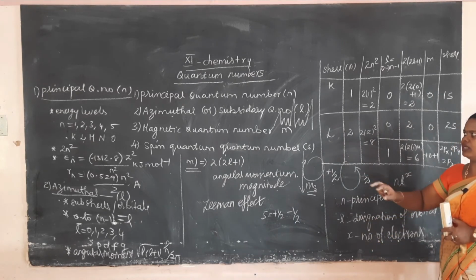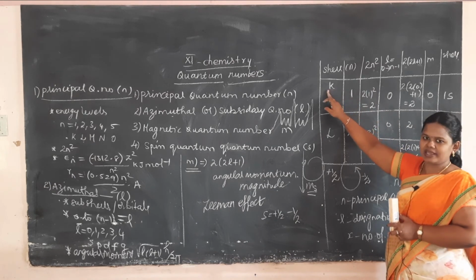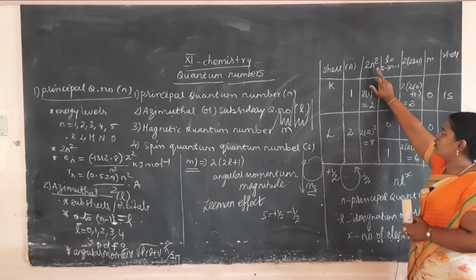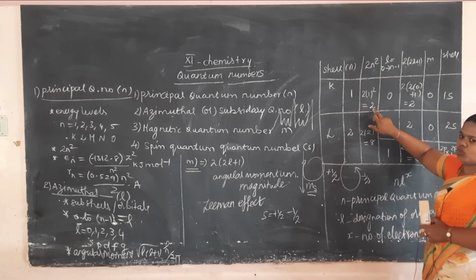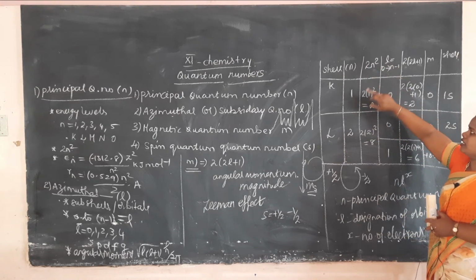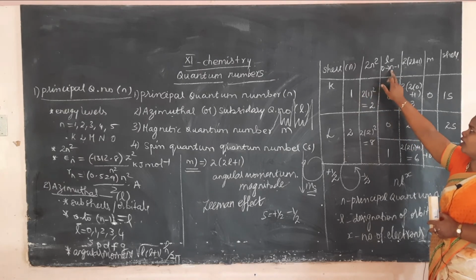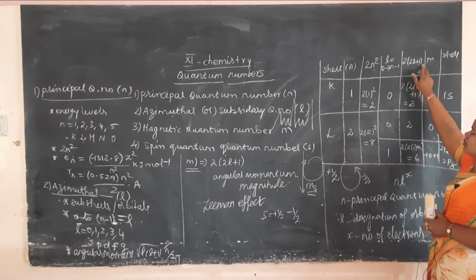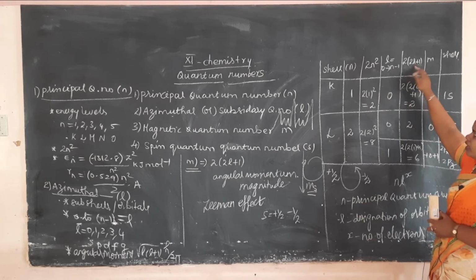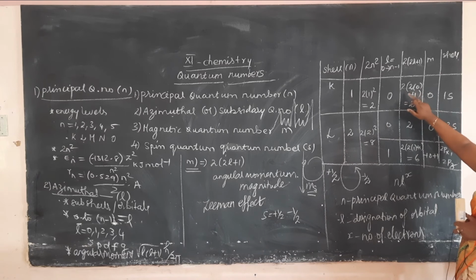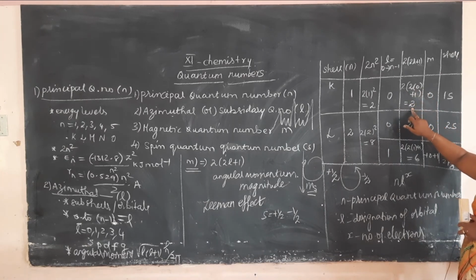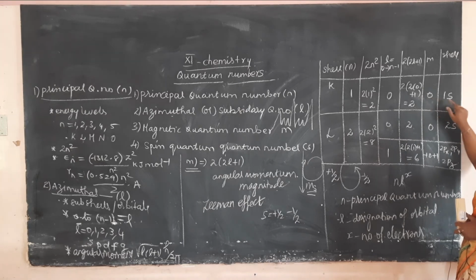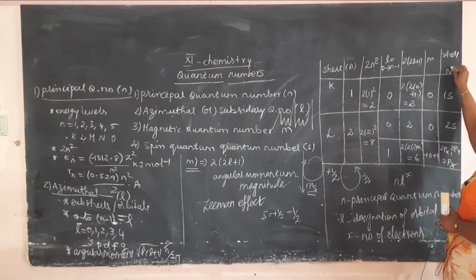Again I will tell, when n is equal to 1 it is the K shell. Then you substitute in the 2n squared formula. When n is equal to 1 it is 1 into 2, 2. And when n is equal to 1, you substitute here, 1 minus 1 becomes 0. Now there will be only one value, 0. Then in the 2 into 2L plus 1 formula, put L is equal to 0. If you put L is 0, what do you get? 2 into 0 plus 1 is equal to 2. Then how much will the m value be? Only one value, 0, that is the orientation.